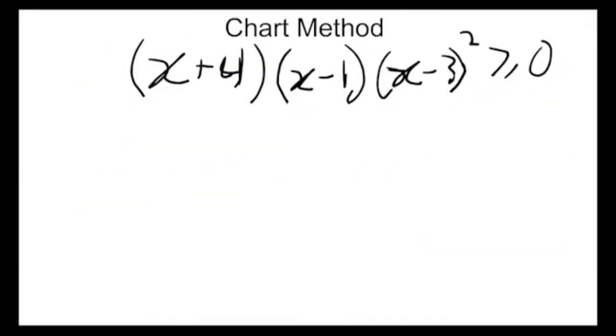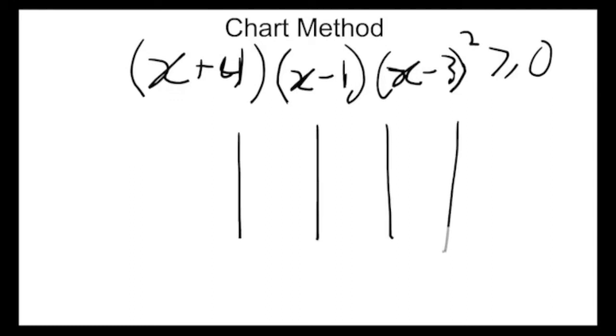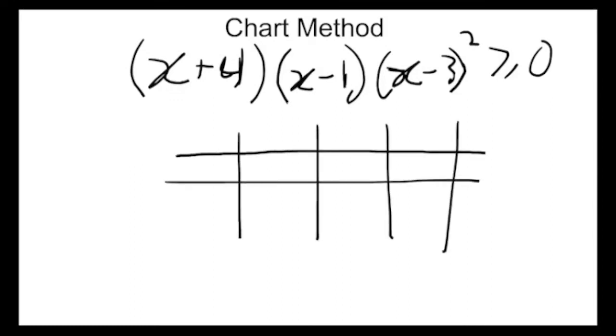Now let's do the chart method. For the chart method, all your roots go on the top and the corresponding factors go on the left. These should be in ascending order.